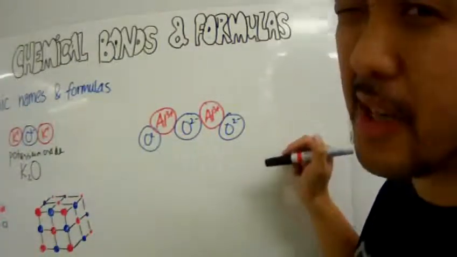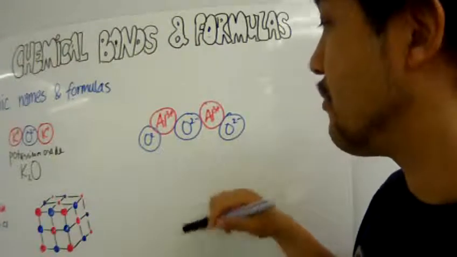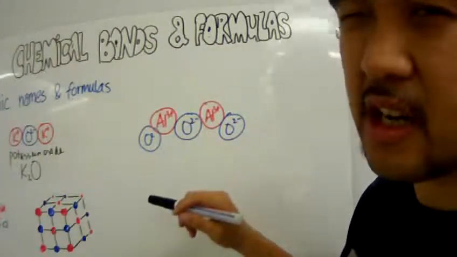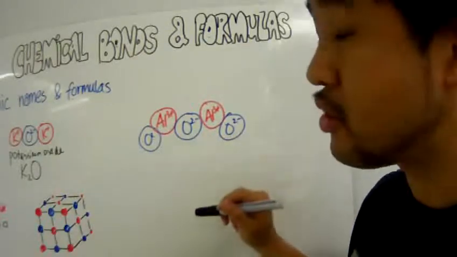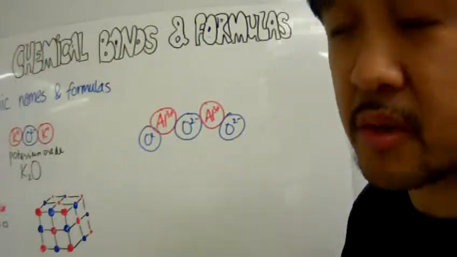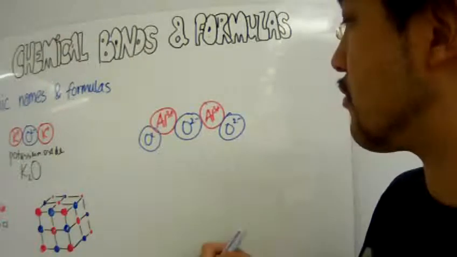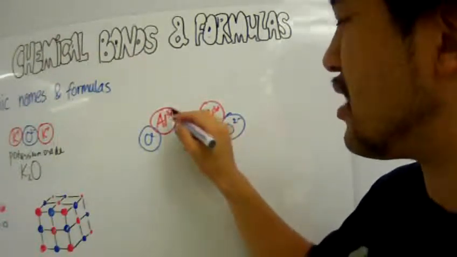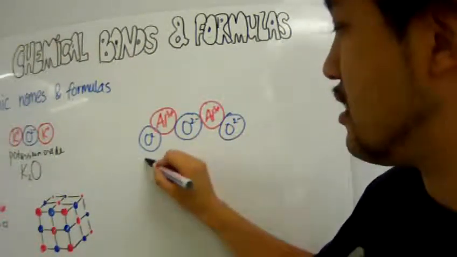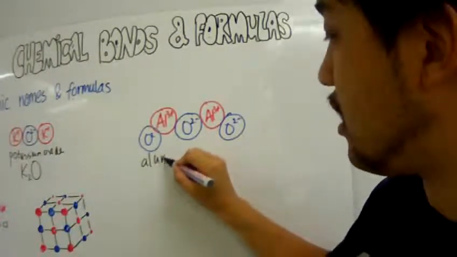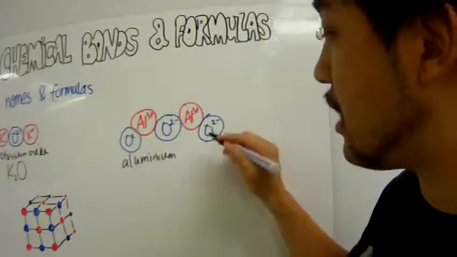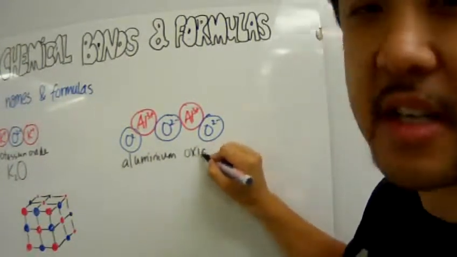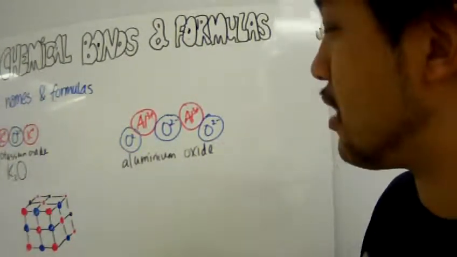A slightly more complicated one, and we can see that there is 3 charged oxygen atoms and 2 charged aluminum. And we know that being that this aluminum is the cation, that will take on the name of the compound. So that's aluminum. And again, oxygen becomes oxide. And so that's the name of that formula.